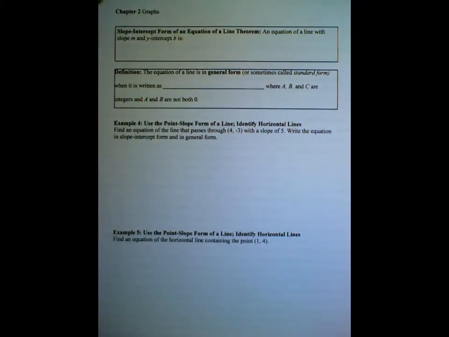Okay, we're still on section 2.3 on lines, and we looked at the point slope form for the equation of a line where you have a point and the slope. The second equation that we use to write equations of lines is called the slope-intercept form. This one may be more familiar to you.